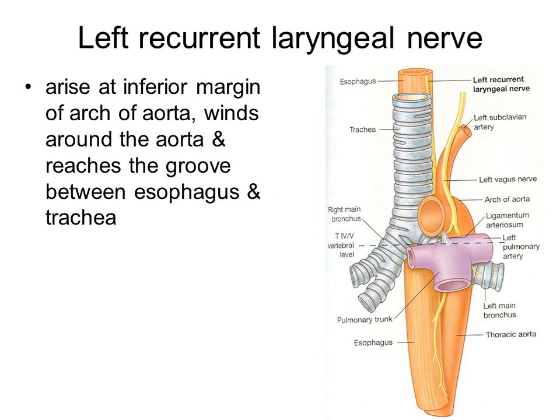winds around the arch of aorta to go superiorly in the groove between esophagus and trachea, which we can see in the diagram given on right side, that how it winds around the arch of aorta to reach the tracheoesophageal groove.